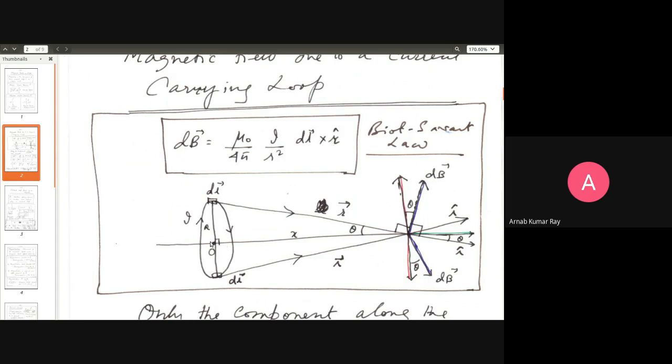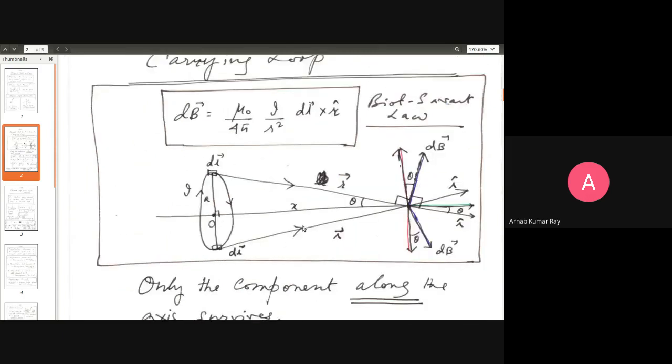Now let us first try to understand this diagram. Here you have a current going round and round in a closed circular path, in a disk. This is the center of the circle. A line is passing perpendicular to the plane containing the circle along the direction x, let us say.